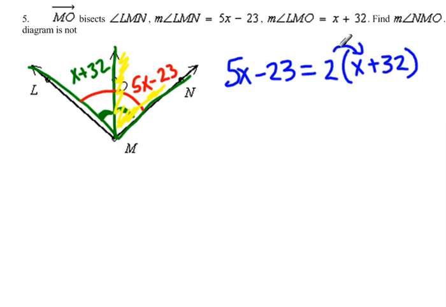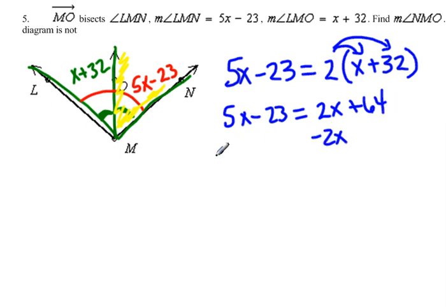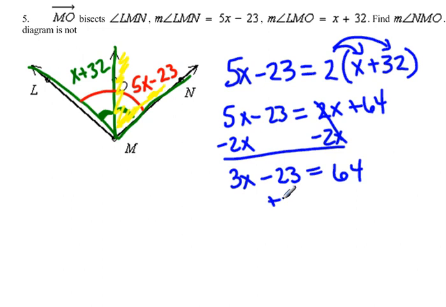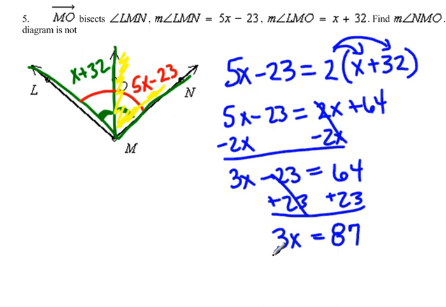So to solve, we distribute. 5x minus 23 equals 2x plus 64. I'm going to subtract 2x. 3x minus 23 equals 64. Add 23. So 3x equals 87. Divide by 3. So x equals 29. That's not what it's asking.